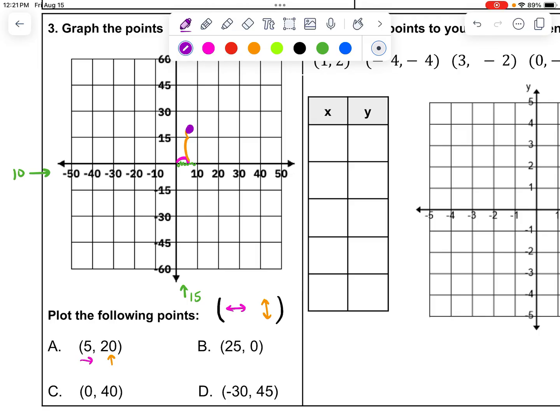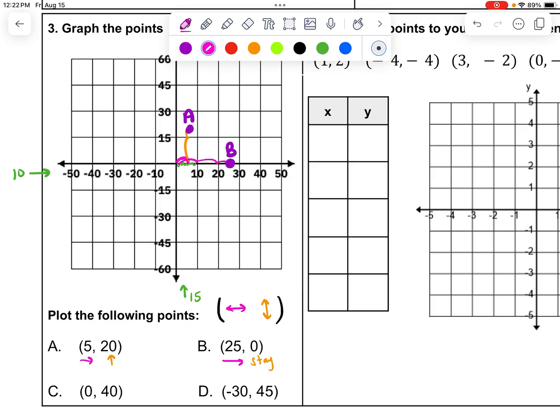That point right there, I'm going to label A, and you'll notice it's kind of in between the boxes. I'm not going to be very picky about how far in between. I just want to see that you understand that that's going to be in between the numbers that are labeled. For point B, I'm going to go right 25, and then I'm going to go up and down 0. I'm just going to stay. Which means if I go right 25, I'm going to go 10, 20, and then halfway, and then stay there. So point B would be right here.